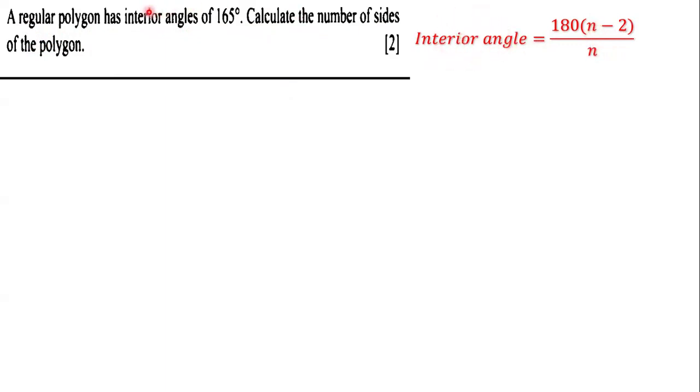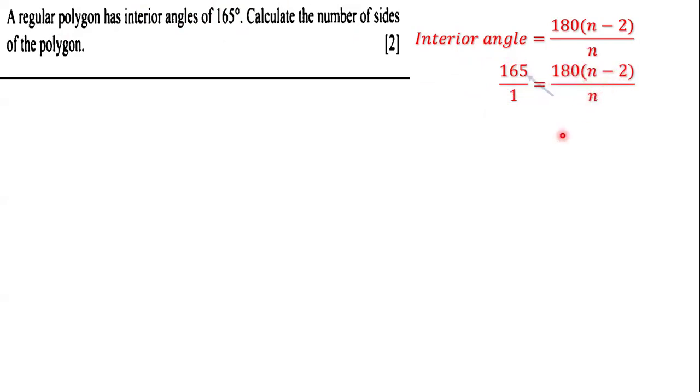Now, notice that in our question, they give us the interior angle. The interior angle is 165. And so that means that we have to substitute this value into our equation. So the interior angle is 165, and we put that over 1 because we are preparing to cross multiply. So we have 165 over 1, which is equal to 180 multiplied by n minus 2 all over n.